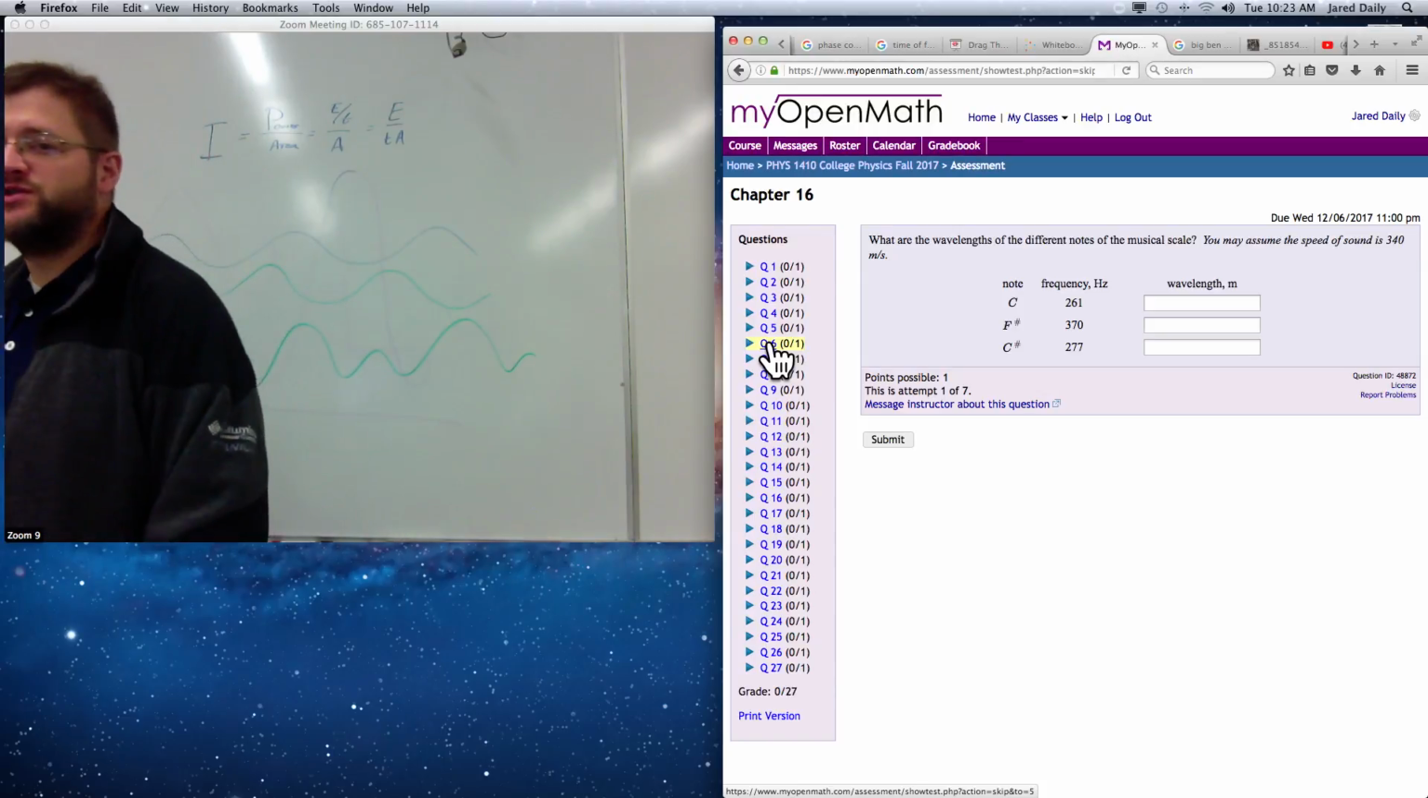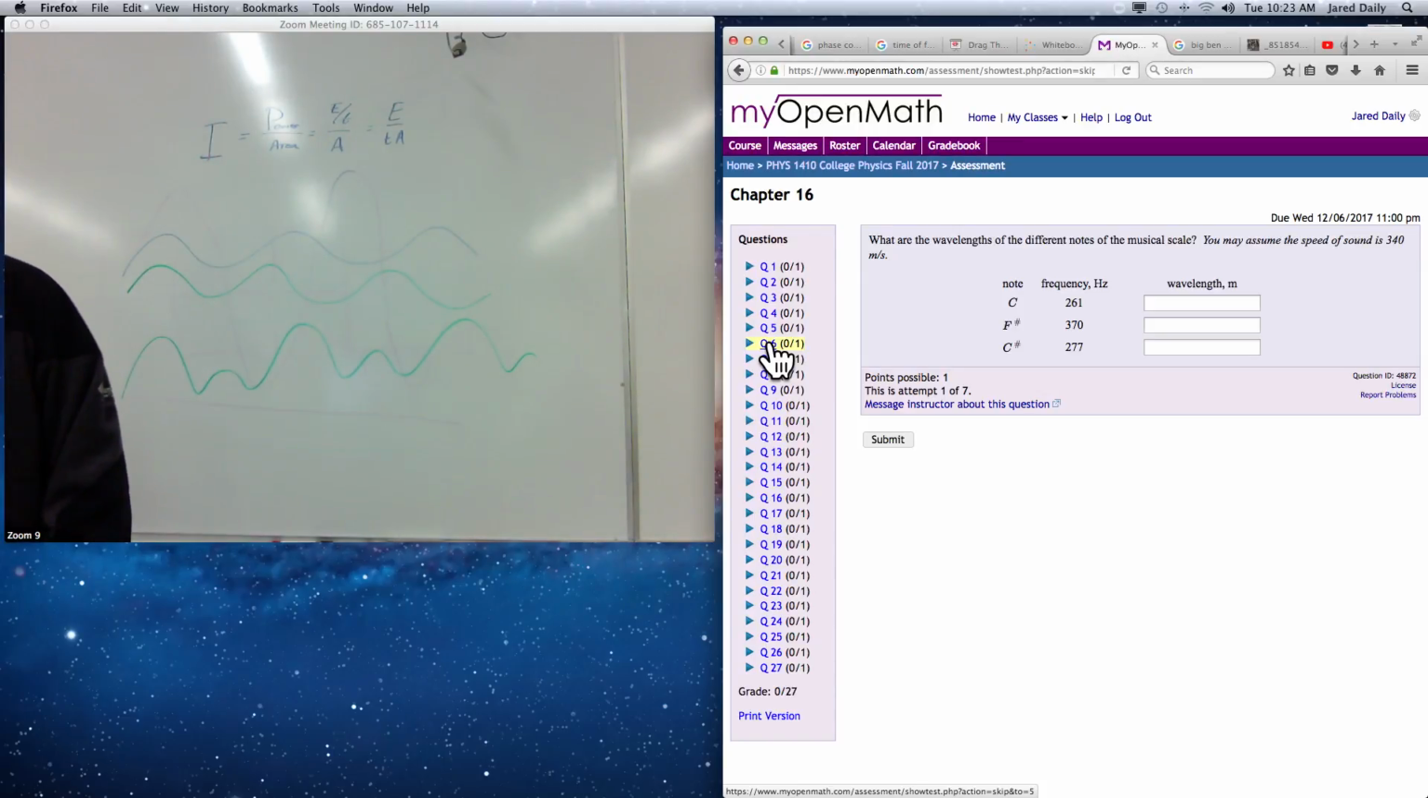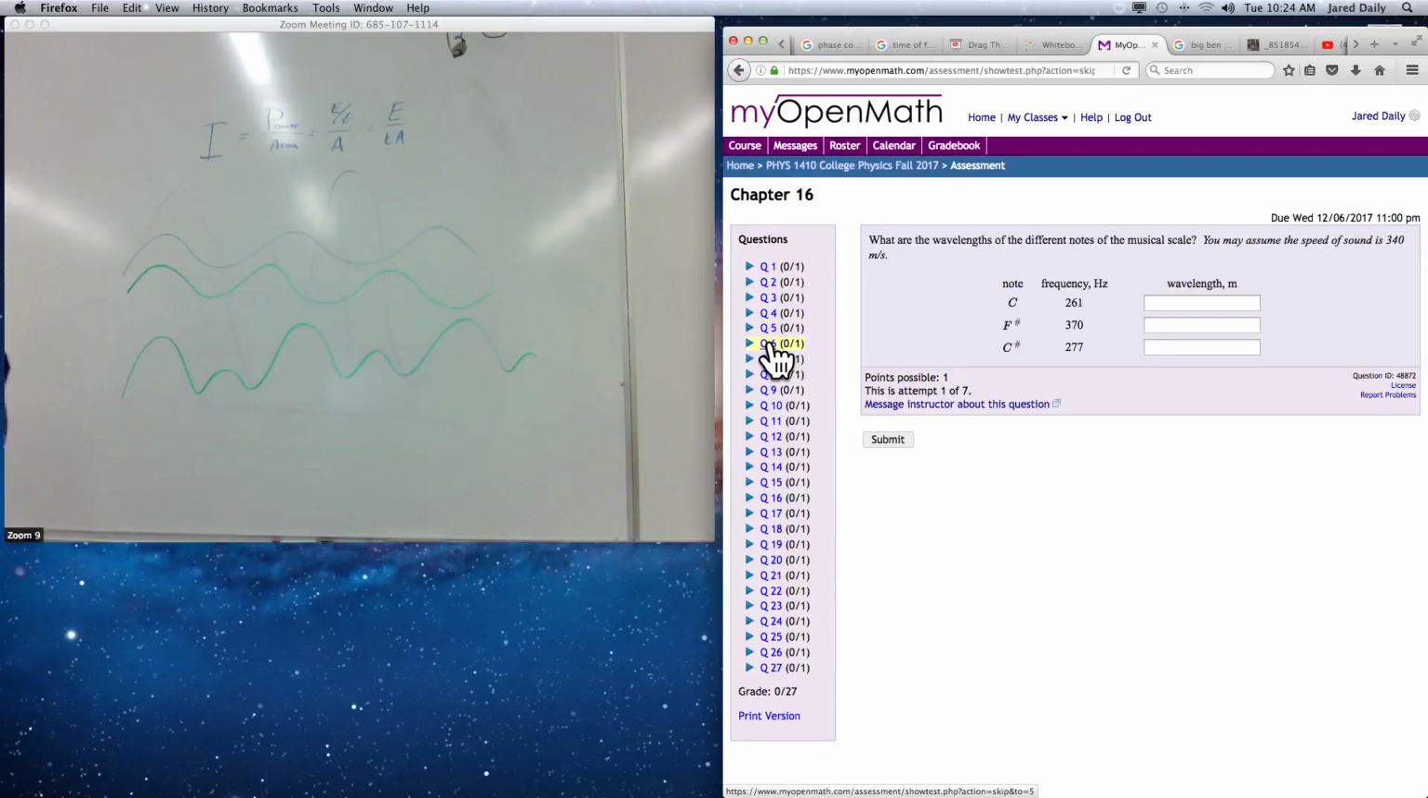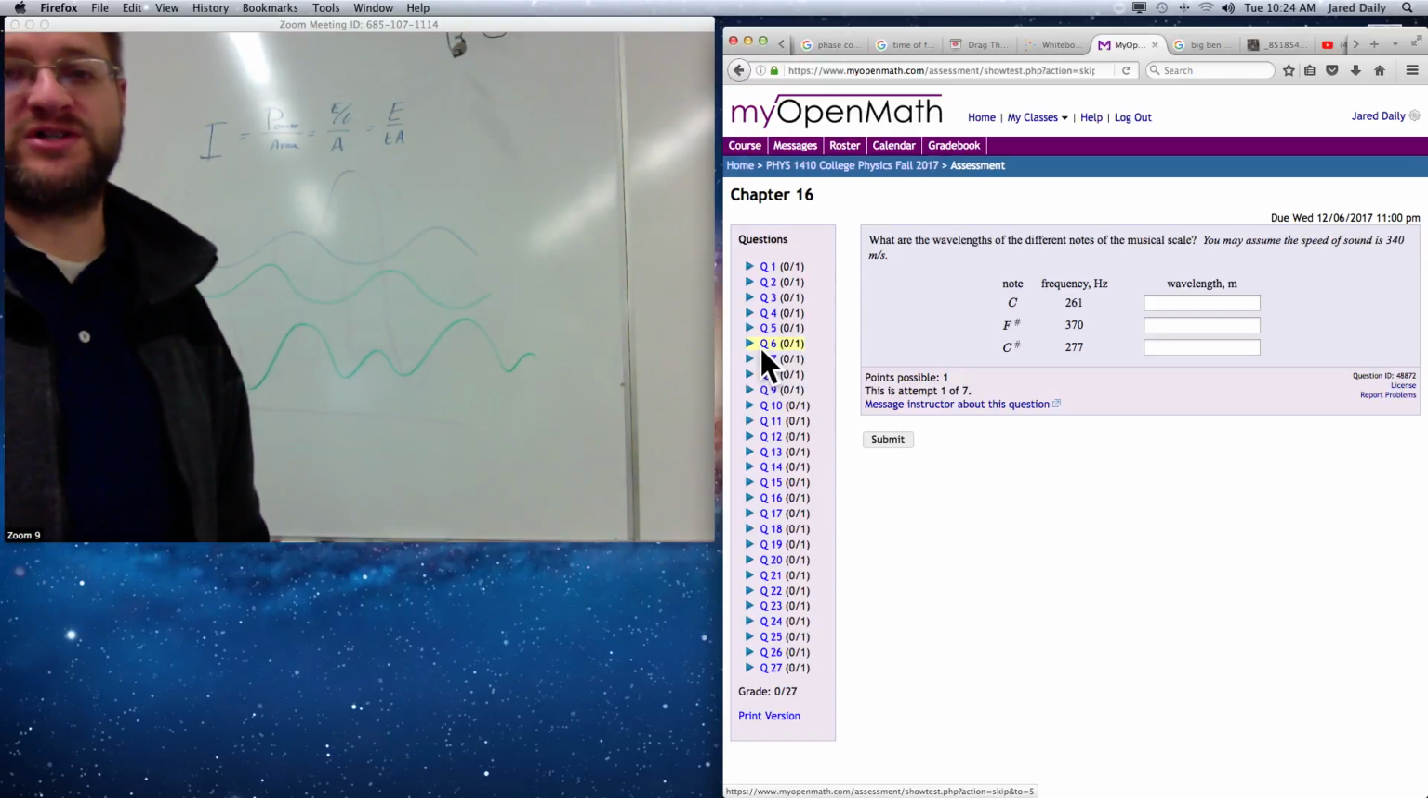Wavelengths of different notes in the musical scale. They give you the frequency, they give you the speed of sound, and you have to calculate the wavelength. Again, speed is equal to frequency times wavelength. It's very simple. It's the same equation again. That's number 6.